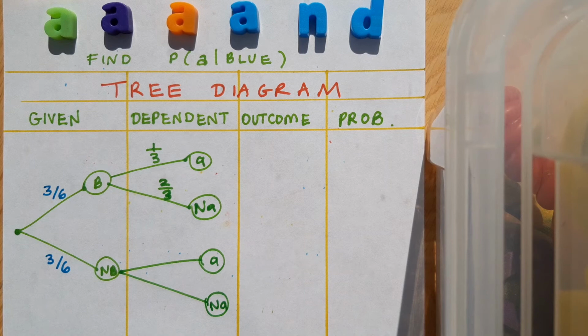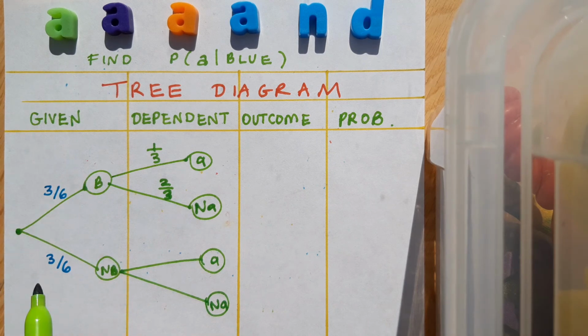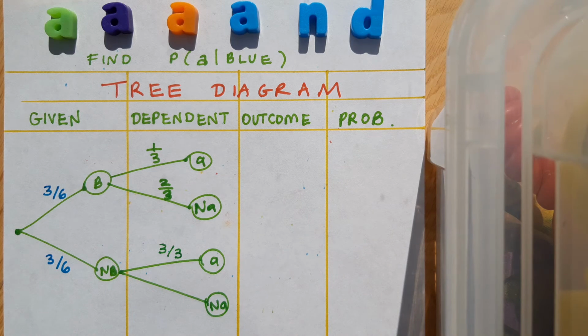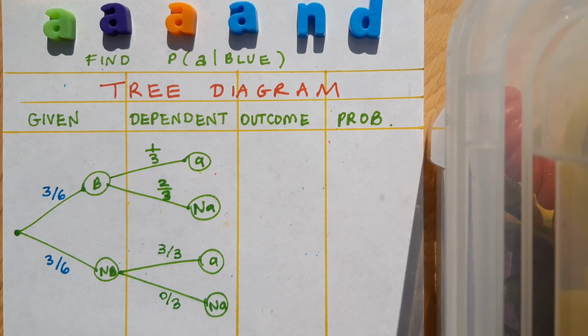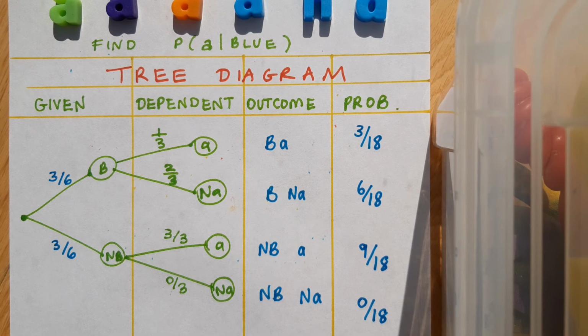I'll have the same outcomes for the situation in which I didn't pick blue, but the probabilities here will be different. So if I picked a letter to start off with that wasn't blue, well then it was definitely going to be an A. So there was a 3 out of 3 chance that it would be A in that case, and there is a 0 in 3 chance that it would not be A. Fill in yourself now the outcomes and the probabilities, and just do your double check to see that your probabilities add up to 1. And here are my outcomes, and here are my probabilities.